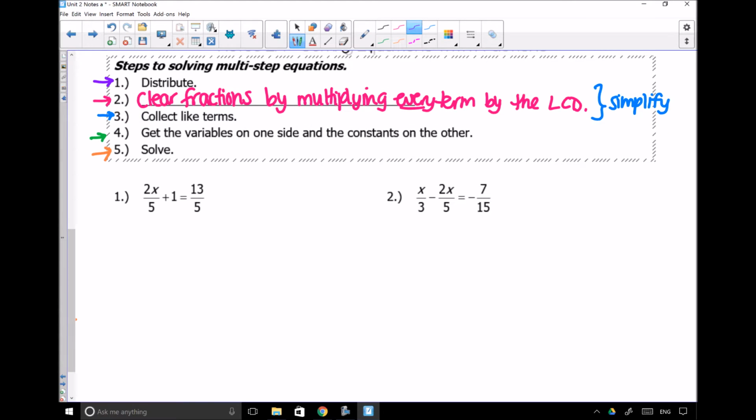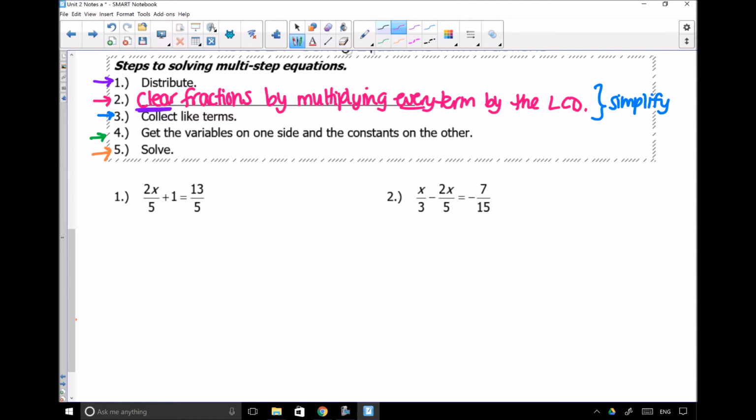The first example right here is a little bit simpler. Don't let the fractions freak you out. Once we're done with step 2 right here, we're going to clear our fractions. We're not going to have any fractions left over. So once we get to step 3, the rest is easy. So again, don't let the fractions scare you. Okay, so step 1 says to distribute. Well, there's nothing to distribute, so I'm going to move on to step 2.